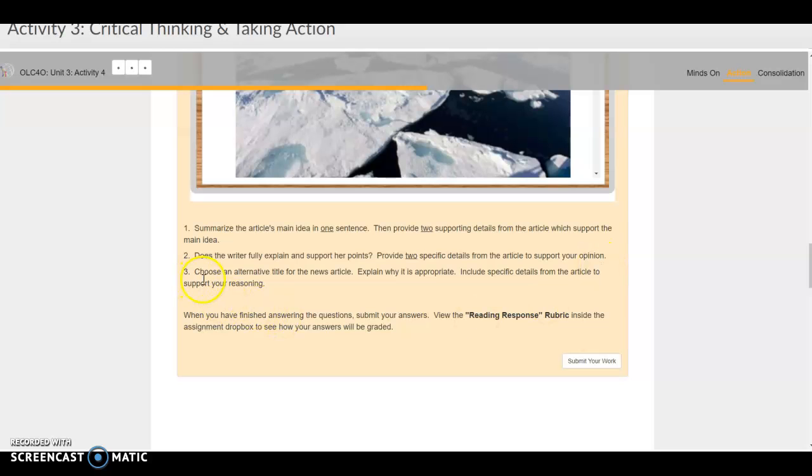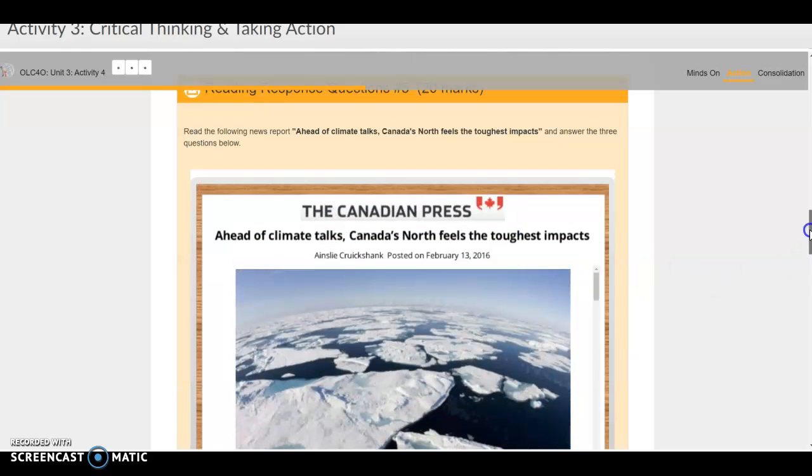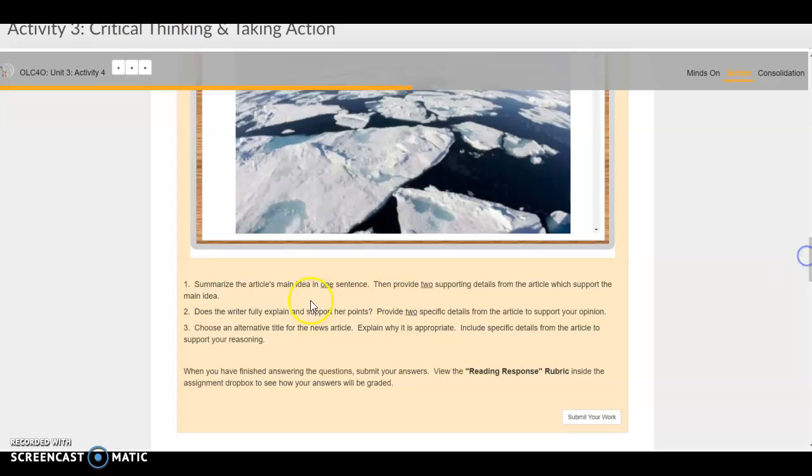And then the third question is going to ask you to choose an alternative title for the news article. The title right now is a lengthy one, Ahead of Climate Talks, Canada's North Feels the Toughest Impacts. I'm asking you to come up with an alternative title, so your own title for this article. Explain why you've chosen that title, why it's appropriate, and then provide specific details from the article which support your reasoning. As always, when you've finished answering the reading response questions, you can submit them right to the Dropbox here.